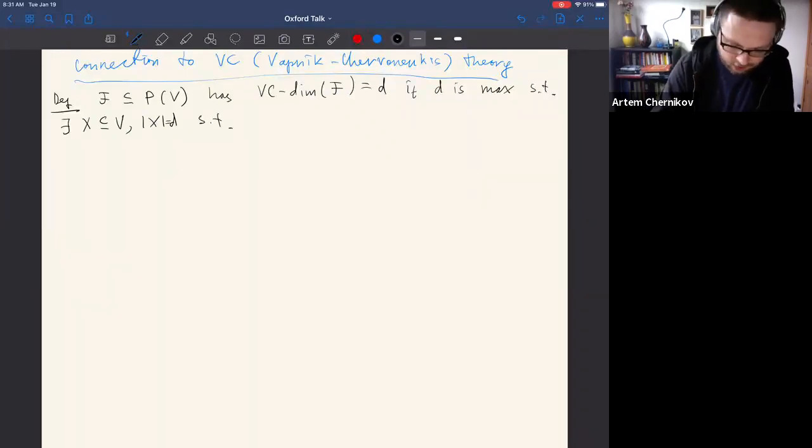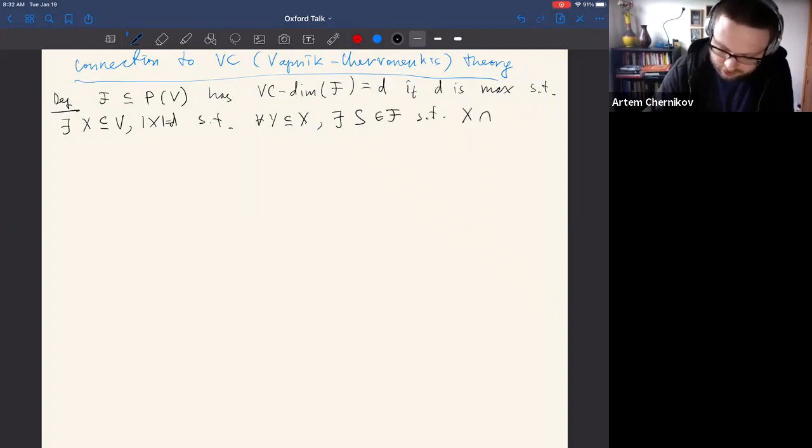So what does it mean? It means that for any Y, a subset of X, there exists some set S in our family F such that if we look at X intersected with the set S, we get precisely Y.